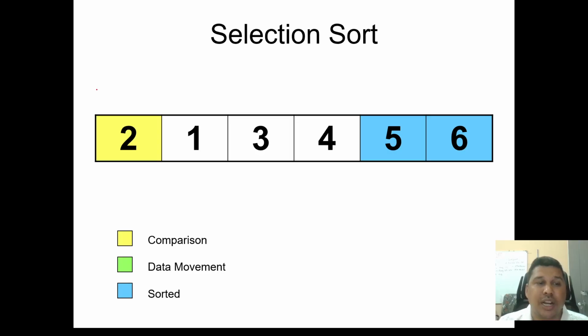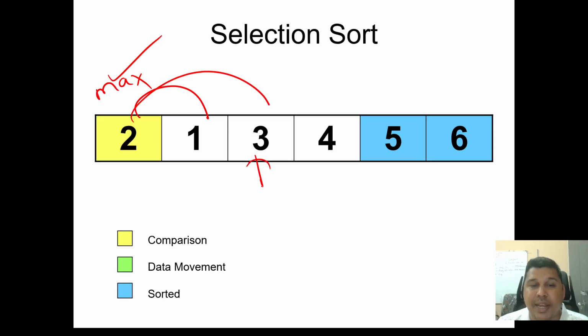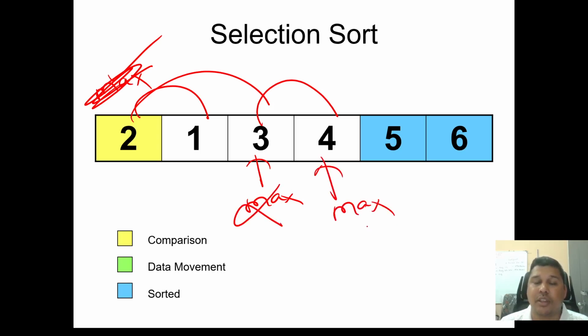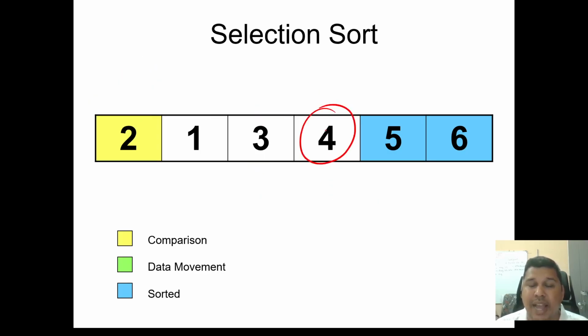Again begin from 2. Let this be max. 2 is max. Compare with 1, still 2 is max. Compare with 3, this becomes max now. Now compare 3 with 4, this becomes your max. Once this becomes max, you have to compare with this location. There is no change because the element is already in this location. This is the largest, we keep it there itself.